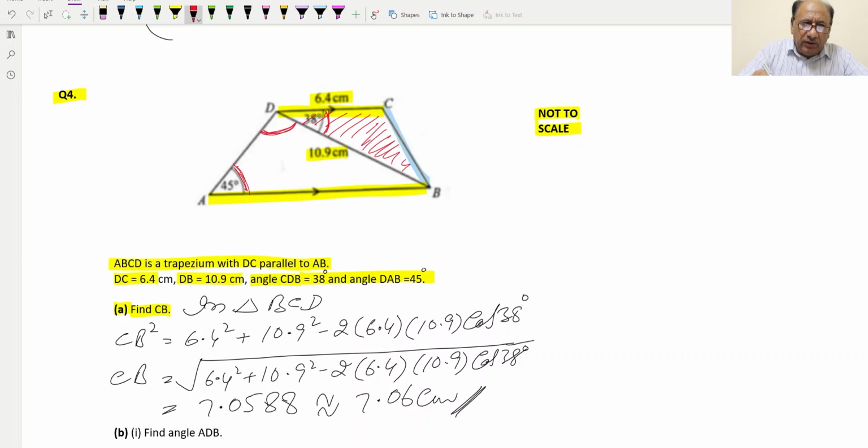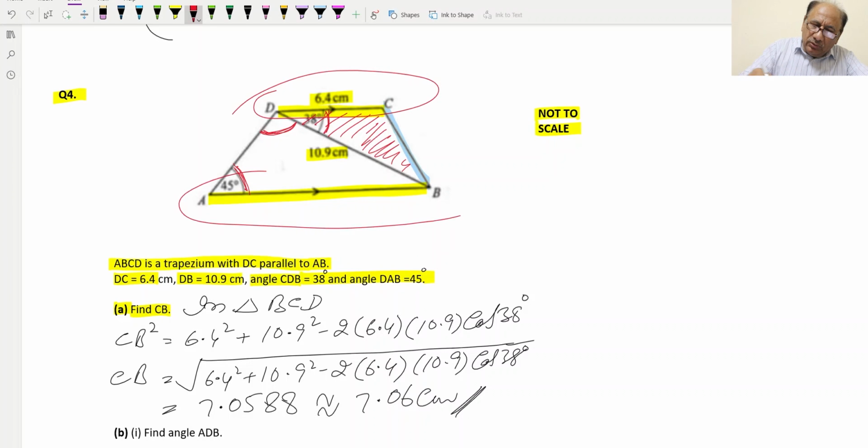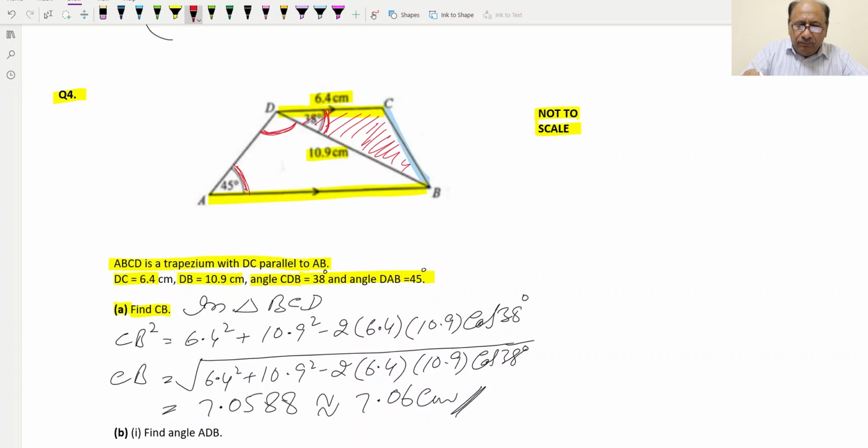We have to find this angle. We know that DC is parallel to AB. These two are parallel lines, and DB is intersecting those parallel lines. So this angle which is BDC is equal to angle ABD. So this will also be 38 degrees.